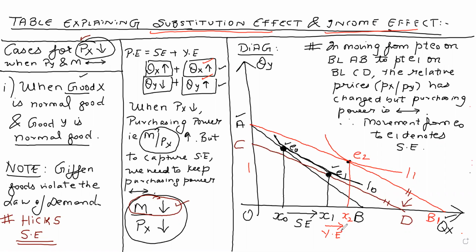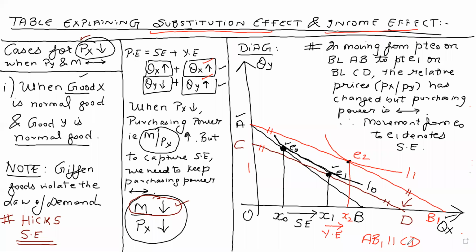And you can clearly see, guys, when we are moving from budget line CD to budget line AB1, the relative price is the same, because both these lines AB1 and CD are parallel to each other. That means both have the same relative prices. But what is changing? Now my purchasing power is changing.